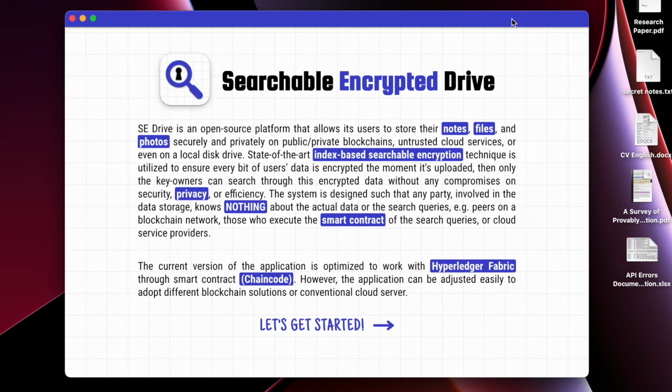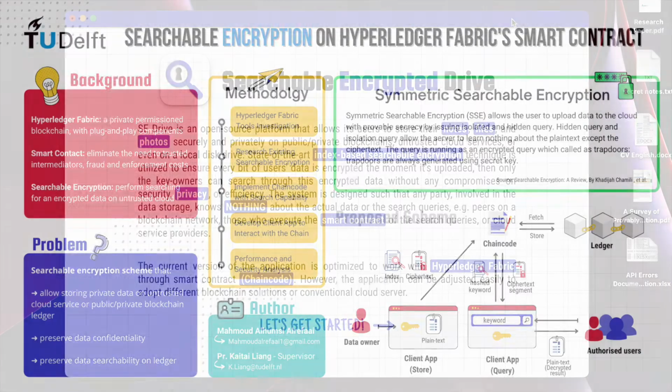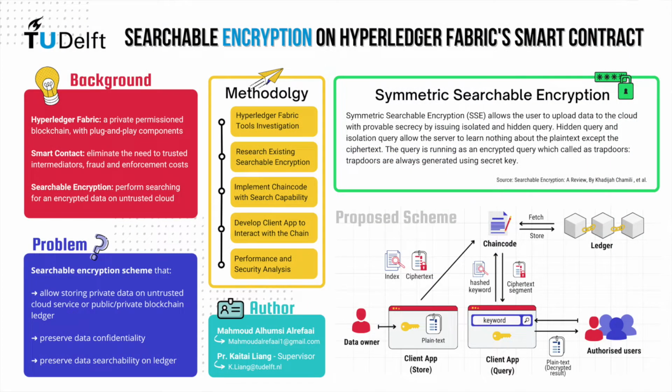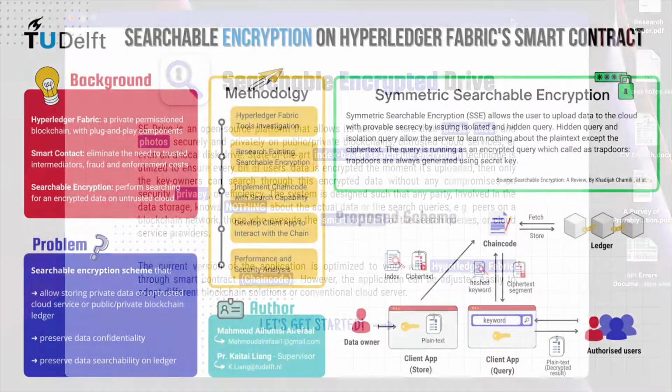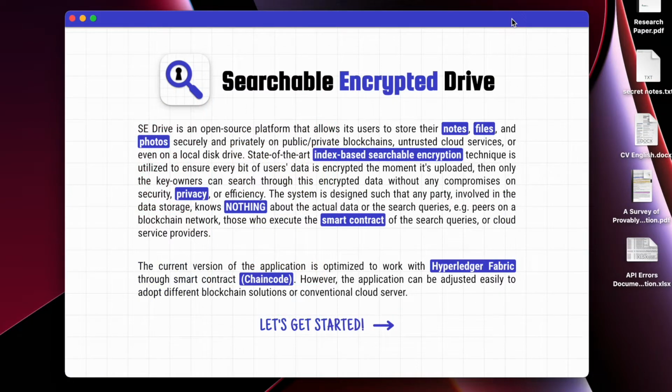In this video I will show you a quick demo for the Searchable Encrypted Drive application. Before we start, I would like to give you a brief introduction of this project. This project started as a prototype for an index-based symmetric searchable encryption scheme on a private blockchain as part of a university undergraduate research project. Then it evolved into a full-fledged desktop application that aims to bring searchable encryption techniques into a real-life application. It's still a proof of concept application, hoping this technique will be brought to production soon.